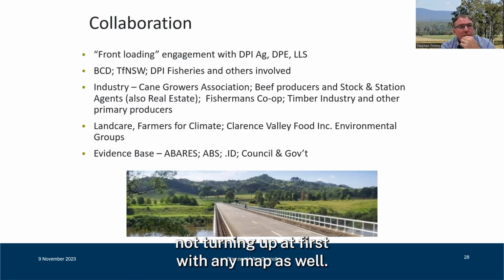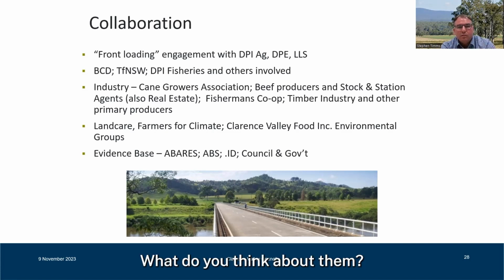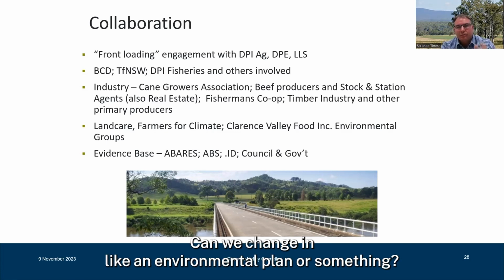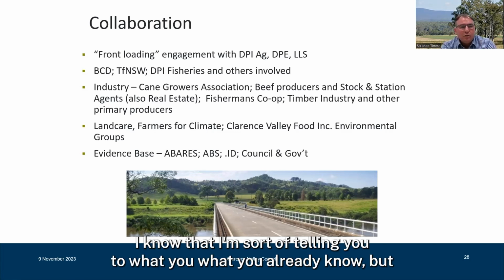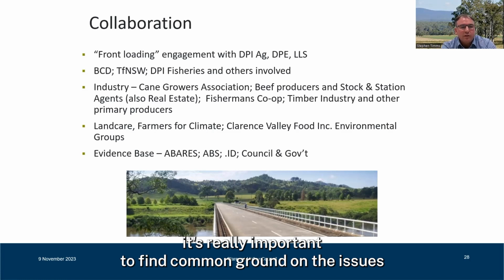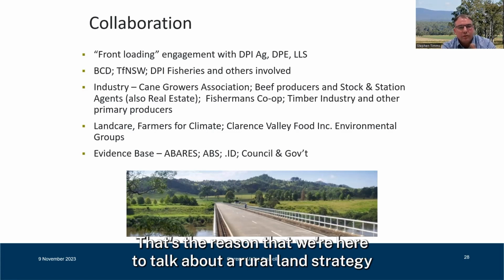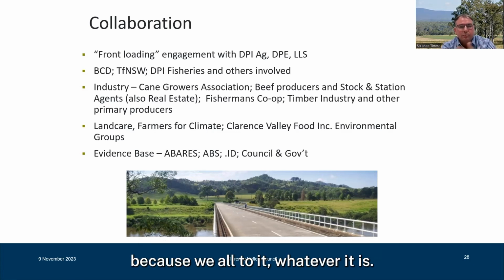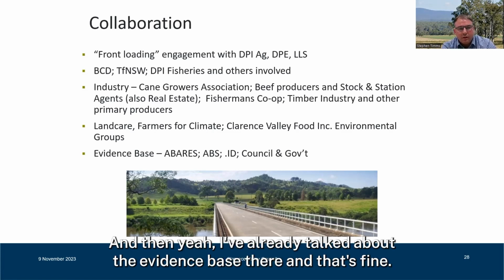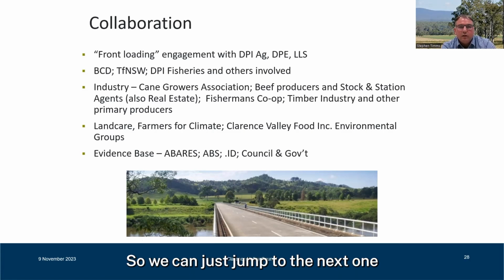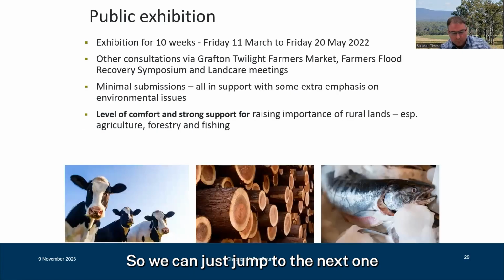And that point around not turning up and the first words out of your mouth being, well, what do you think about what we can change in the local environmental plan or something. I know that I'm telling you what you already know, but it's really important to find common ground, find the issues, and then translate that into the planning speak, rather than going, that's the reason that we're here to talk about a rural land strategy, because we want to update our DCP or whatever it is. And then, I've already talked about the evidence base there on that slide, so we can just jump to the next one.